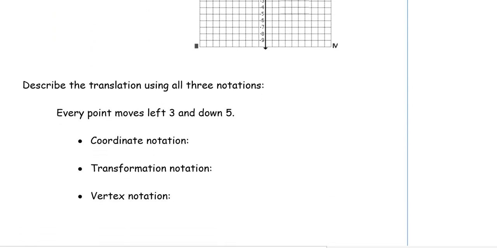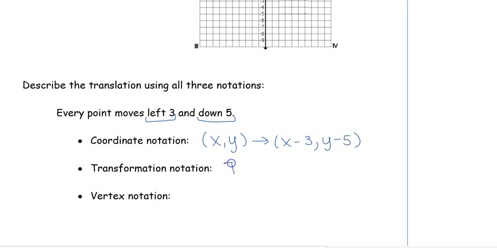So describe the translation using all three notations. The first one is the coordinate notation. We are going left 3 and down 5. So for coordinate notation, we have to write that original x, y. That's telling me where my original location is. From there, I'm going left 3, so I subtract 3. I'm going down 5, so I do y - 5.